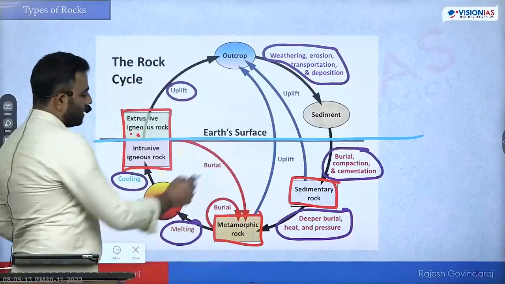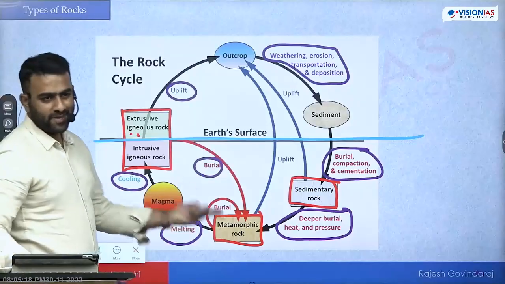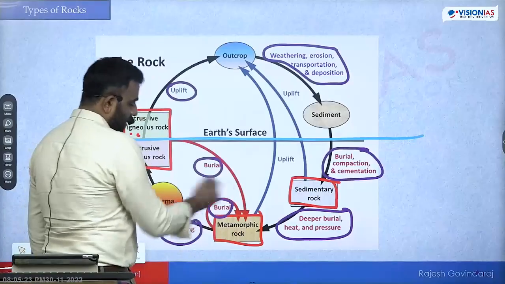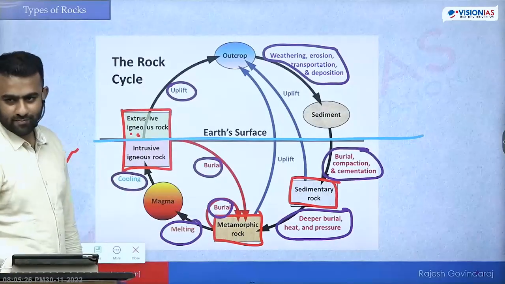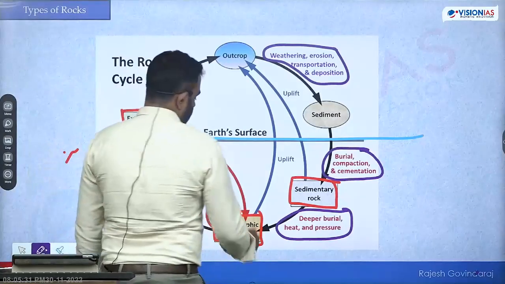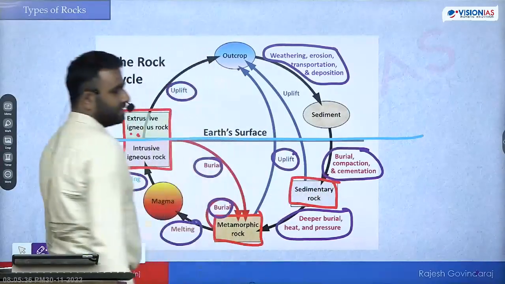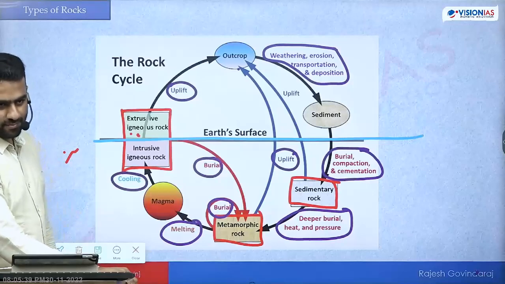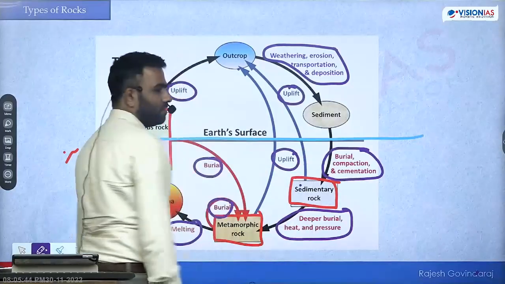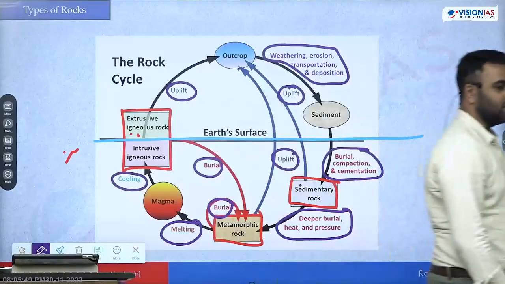An igneous rock can undergo burial to become a metamorphic rock. If it gets buried, it becomes a metamorphic rock. One metamorphic rock undergo further burial and become another metamorphic rock. Change in the condition causes another metamorphic rock. A metamorphic rock can get uplifted and gets eroded and become another sedimentary rock. Right? Or one sedimentary rock may get uplifted and become another sedimentary rock. This continuous change is what we call it as the rock cycle, the cyclical changes.